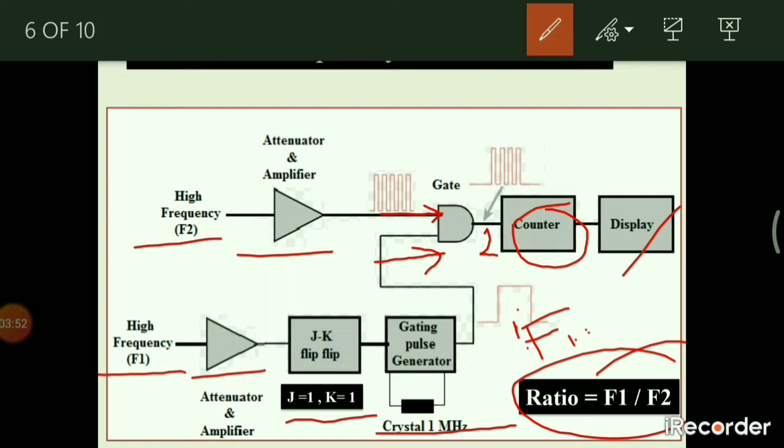So basically here we consider F1 as a high frequency signal. It is given to the AND gate by using the JK flip-flop in toggling condition and the gating pulse generator with a crystal of 1 megahertz. The second signal is the F2 signal. It is given to the other input of the AND gate, and whatever ratio is measured by the counter is nothing but F1 by F2. So this is the working principle of the block diagram for measurement of the ratio of two frequency signals.